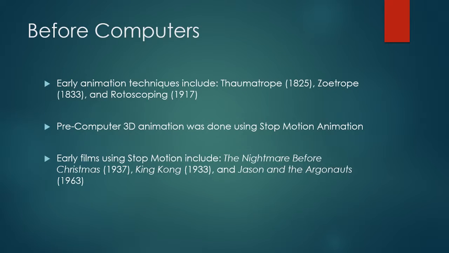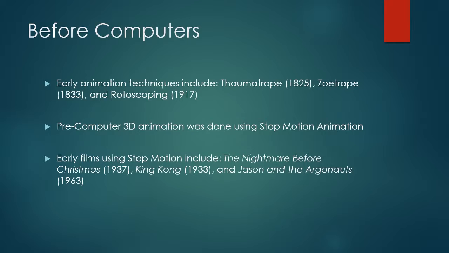Before computers were invented, animation was possible but very crude. Earliest animation techniques include the thaumatrope, zoetrope, and rotoscoping. Rotoscoping is one of the earliest forms of motion capture.